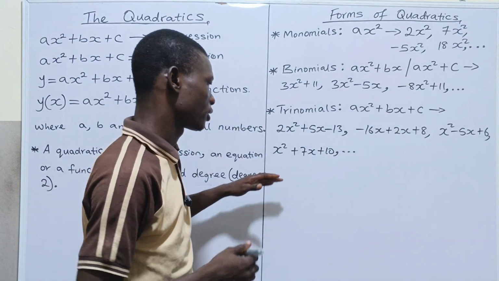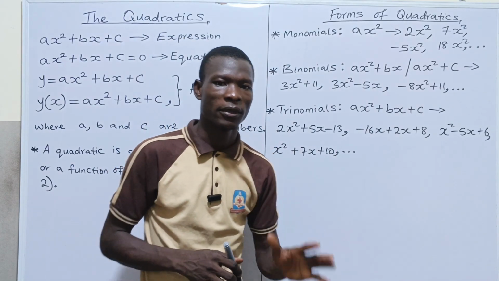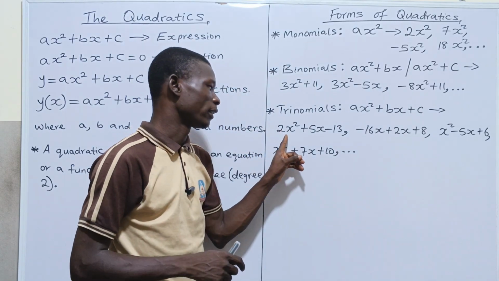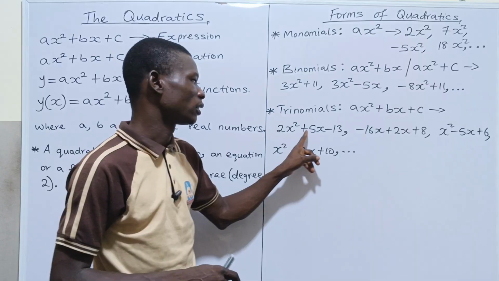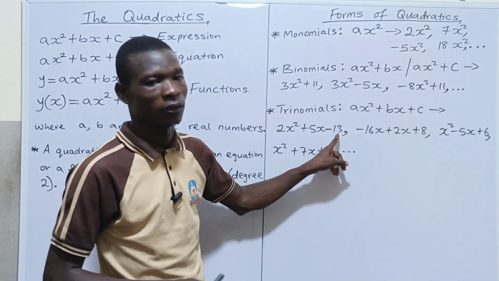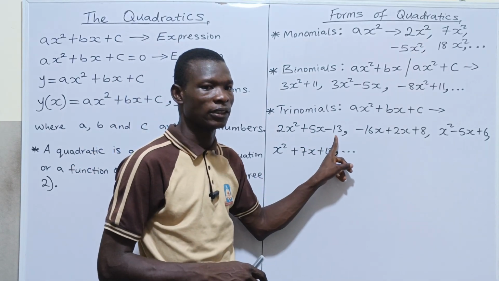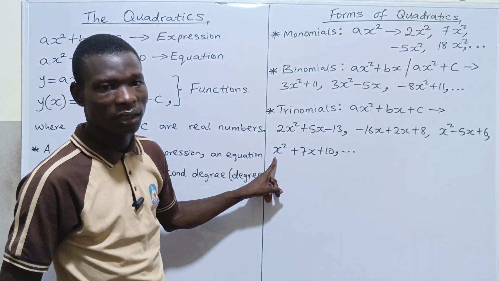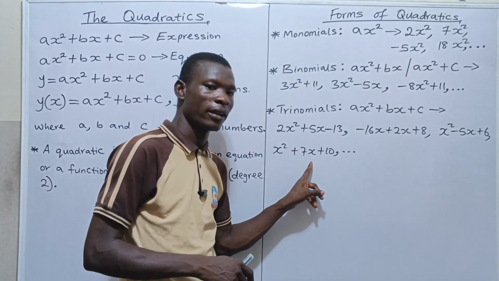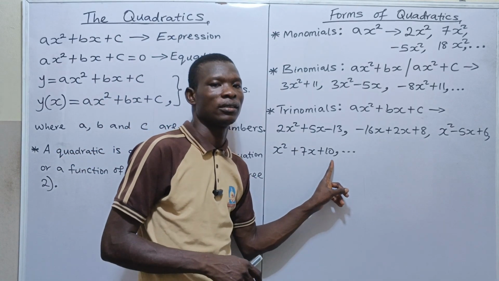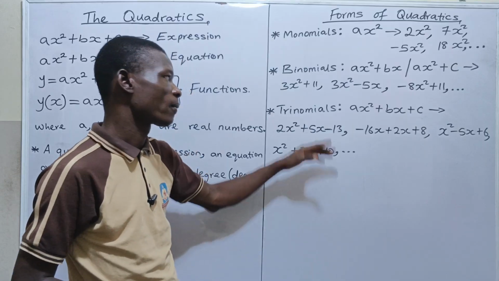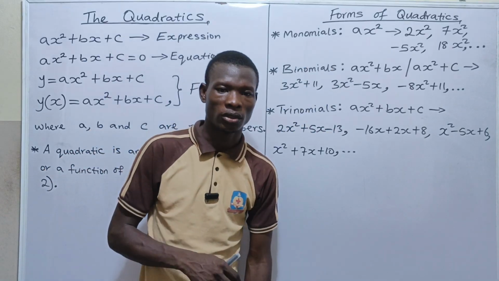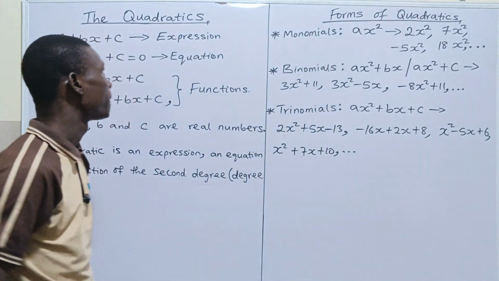So in each case, we can see that there are 3-term expressions. The coefficient of x squared here is 2, the coefficient of x here is 5, and the constant is what? Negative 13. Here, the coefficient of x squared is 1, the coefficient of x is 7, and the constant is positive 10. So these are forms in which quadratics appear.